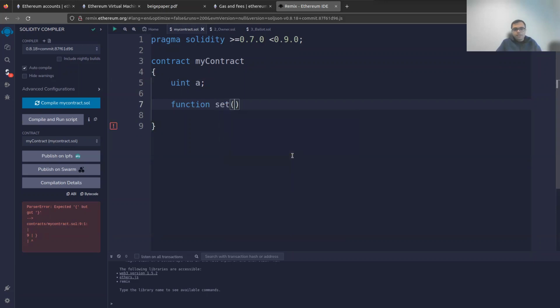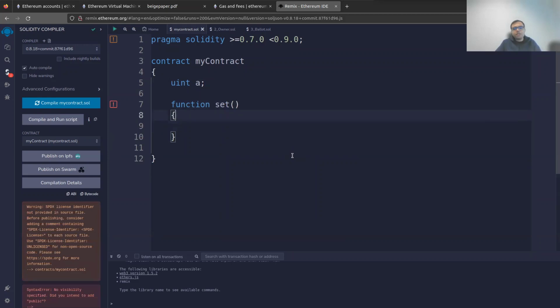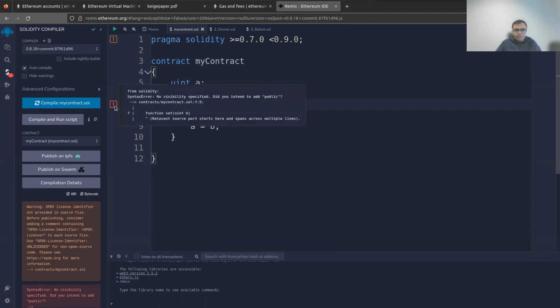Let me first write set. I have a function set, and what this function does is it just sets the value of A. So let's say it takes another integer B, and all it does is say A equals B. Now, as you see here, I'm having a compiler error.